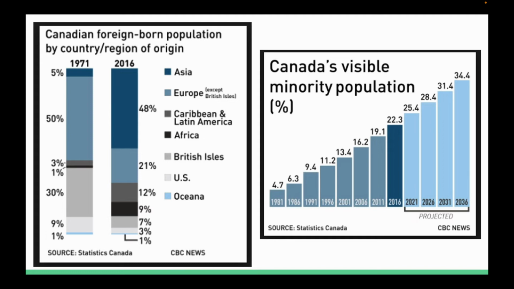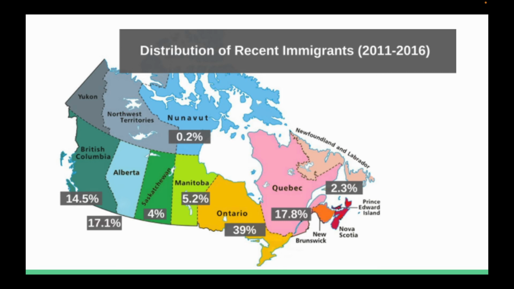So right now we are sitting at approximately 25.4%, and by 2036, it's projected that 34.4% of Canada's population will be that of a visible minority. That just means we're going to be more diverse as a country. But let's look at some recent numbers when it comes to the distribution of recent immigrants.